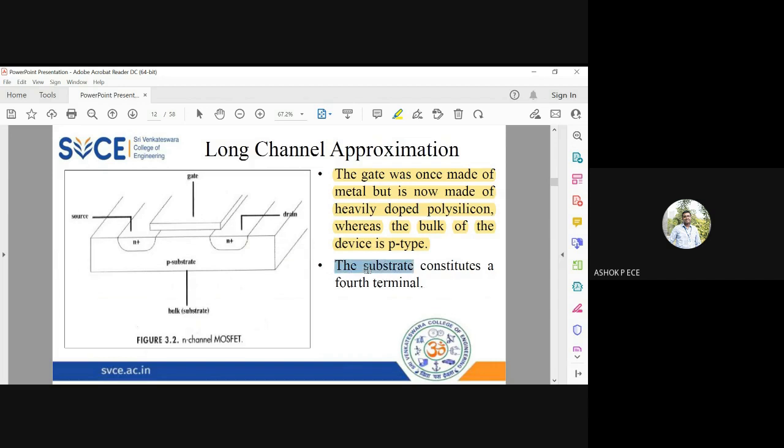The substrate forms the fourth terminal. Usually, you will have only three terminals, but this substrate, we leave it open because it does not have any connection. We leave the substrate to be open whenever we are going to use this device for applications.